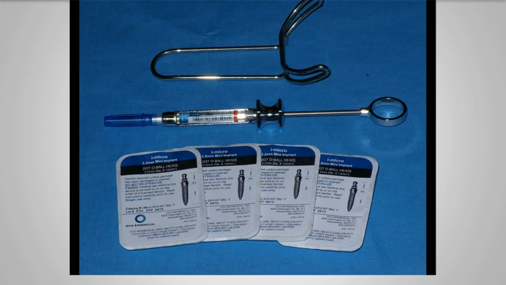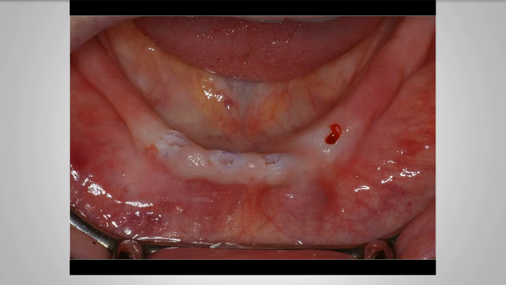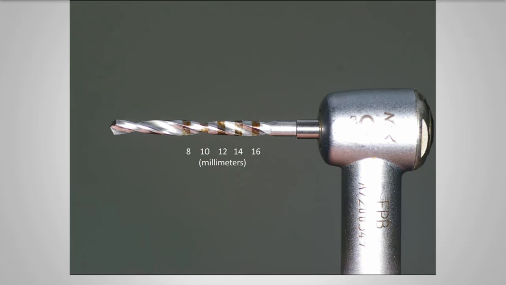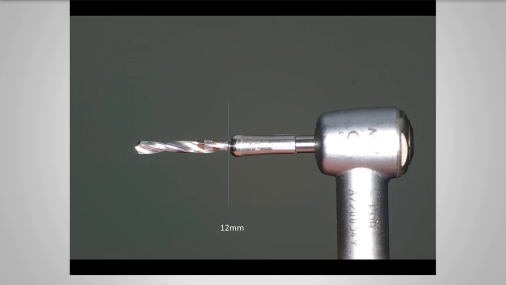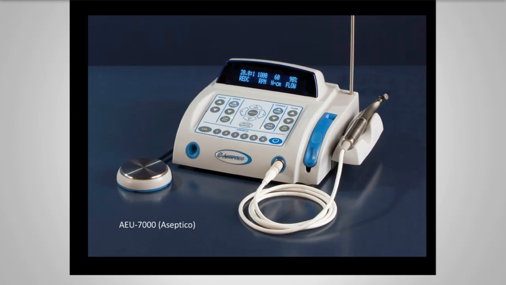Here we have the setup for the small diameter implants. Our goal was to use the 2.2 by 12 millimeter Oco Biomedical iMicro implants. We anesthetized the patient, and utilizing a tissue punch, we only removed the tissue in the areas of where the implants were to be placed. If we take a look at the pilot drill, we can clearly see where the markings are for the lengths. We went ahead and used a surgical stop at the 12 millimeter mark so that we would not drill any further.